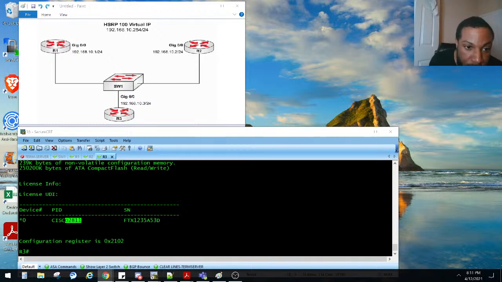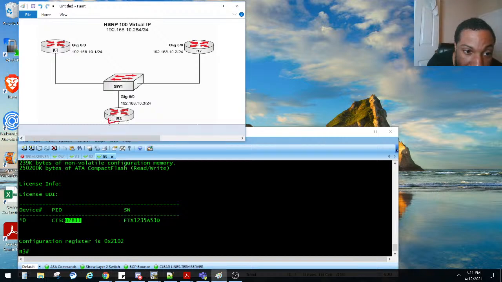Case in point, let's say this is router 1, and your local area network sits behind it. Now, I don't have enough space back here because I cut this thing off.